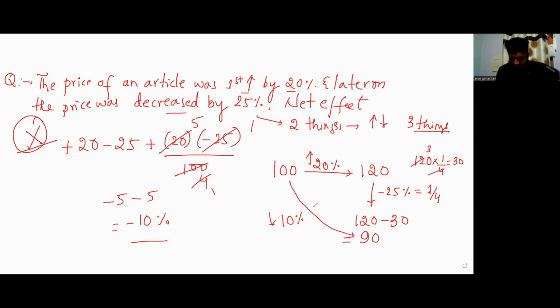Understanding what we did here? This method, you can use for any number of terms. If they give you 3 increase or decrease values, or 4 increase or decrease values, we can use this method. From 100, there was an increase of 20%, so it became 120. From 120, we had a decrease of 25%. 25% is 1 by 4. What is 1 by 4 of 120? 30. We have to subtract 30 from 120, so my answer is 90. So from 100, we had a decrease of 10%. Understanding what we are doing here?